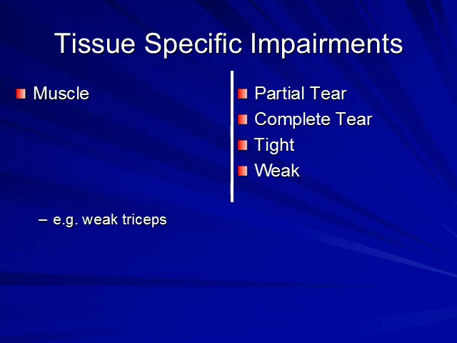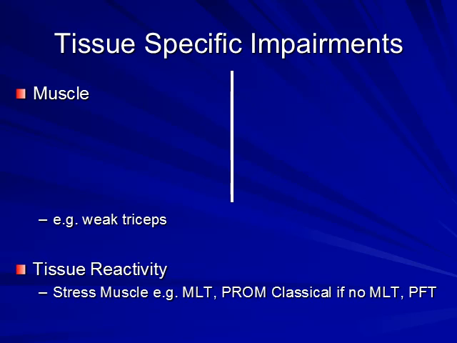All right, muscle. For muscle, we have potential impairments: partial tear, complete tear. Muscle could be tight or short, and muscles could be weak. We're very familiar with that. What would best stress that? Well, look, this is a carbon copy of tendon, right? So the same step of MLT would be my first choice.